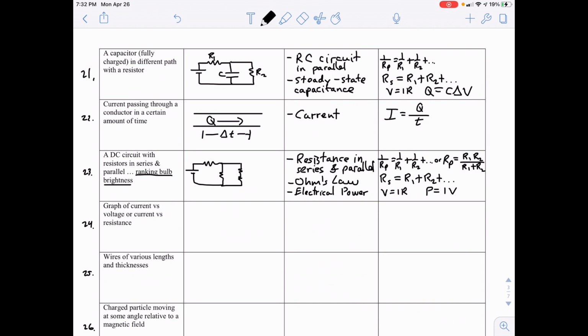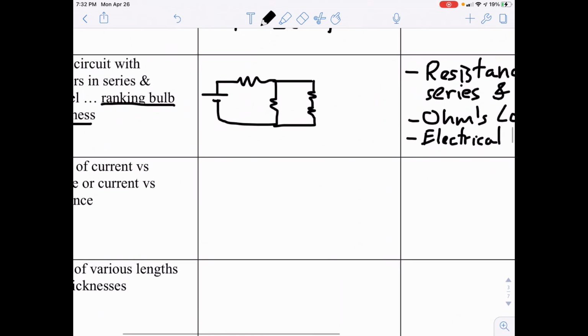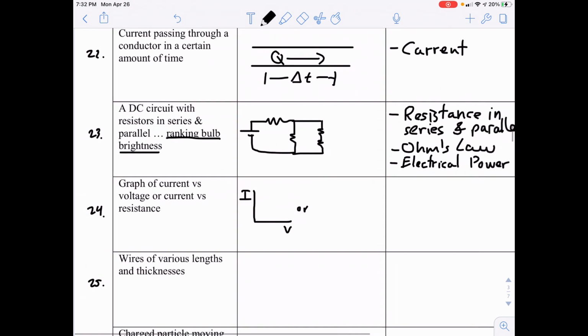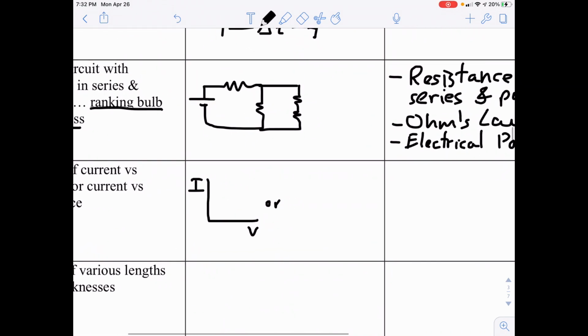All right, and number 24, what if we have a graph of current versus voltage, or current versus resistance? Now, it wouldn't be current versus resistance per se. If it was, okay, well, it could be. If you graphed current versus resistance, you'd get something like this. Current versus voltage would be very much a linear shape that way. If you graph current versus resistance, they are, of course, inverse related concepts. You'd get a graph that looks much like this.